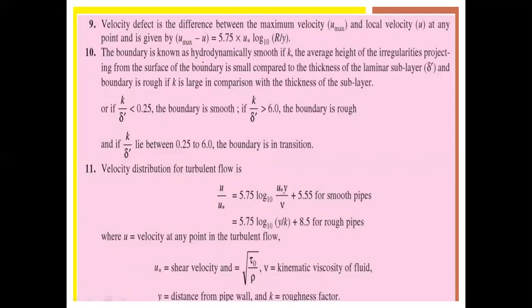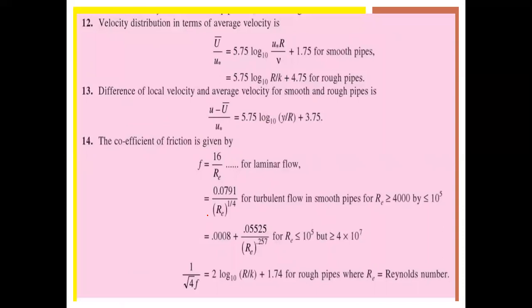Next, the boundary is known as hydrodynamically smooth if k, the average height of irregular projections forming the surface of the boundary, is small compared to the thickness of the laminar sublayer. The velocity distribution for turbulent flow: u by u star is equal to 5.75 log 10 of u star y by nu plus 5.55. Next, velocity distribution in terms of average velocity is equal to what we wrote earlier; I showed all these to you.